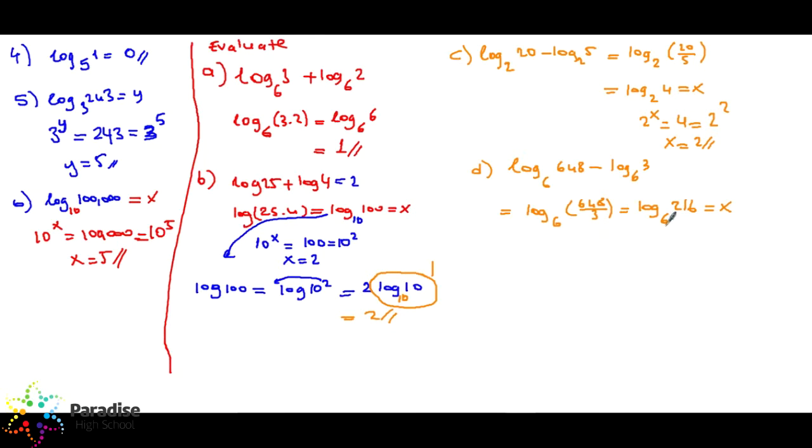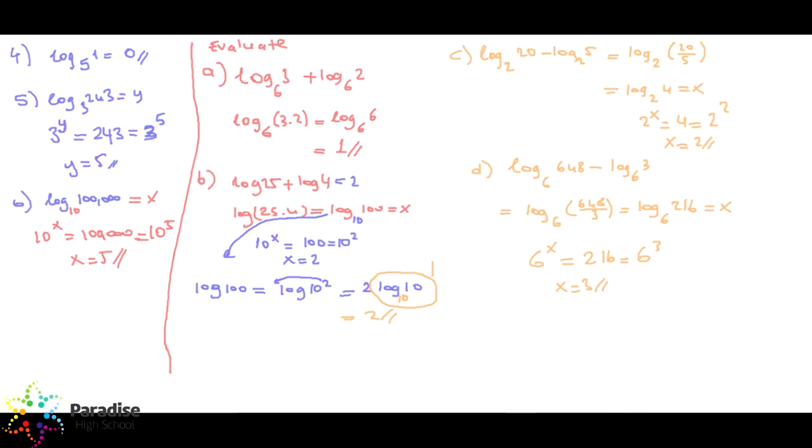So how do I evaluate it? This is equal to x. Let's write it as index form. 6 to the power of x is equal to 216. 216 is a special number. I can write it as 6 to the power of 3. So that means that x is equal to 3. Okay, let's solve more questions.